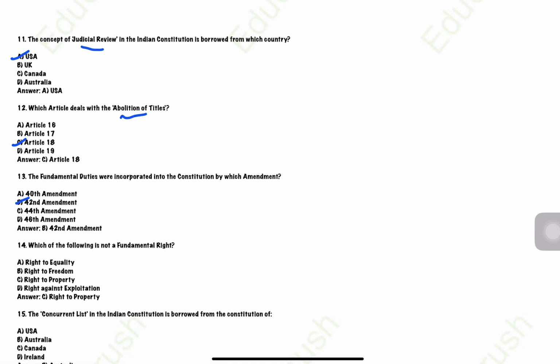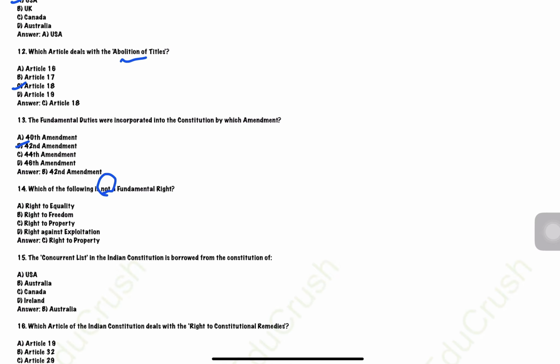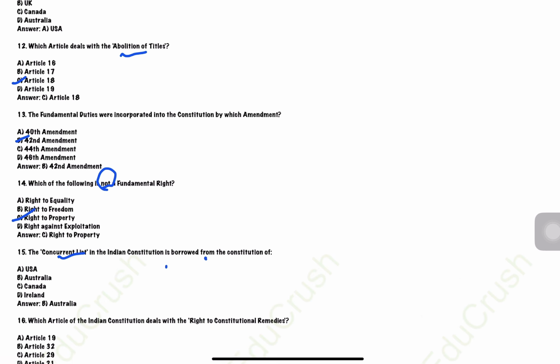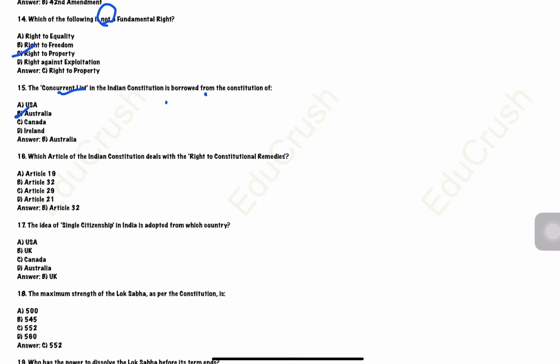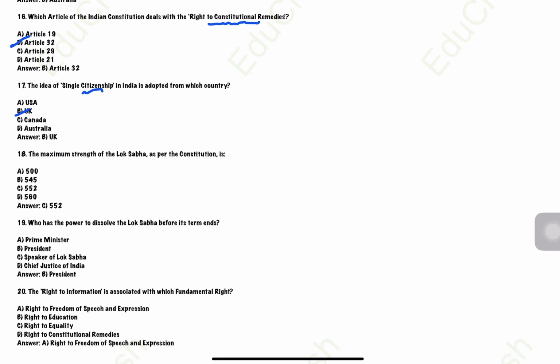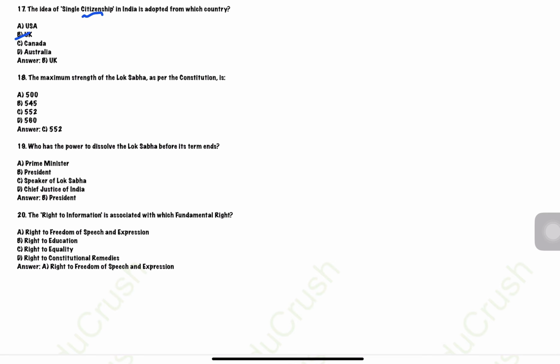42nd Amendment. Which of the following is not a fundamental right? So right to property is not a fundamental right. The concurrent list in the Indian Constitution is borrowed from the Constitution of Australia. Which article of the Indian Constitution deals with the right to constitutional remedies? So Article 32 is called the right to constitutional remedies. The idea of single citizenship in India is adopted from which country? UK. The maximum strength of the Lok Sabha as per the Constitution is 552.